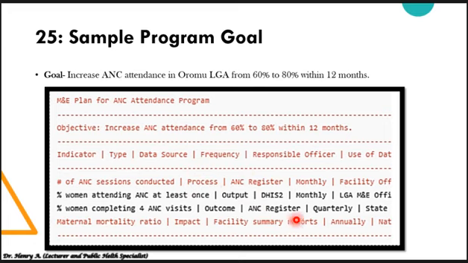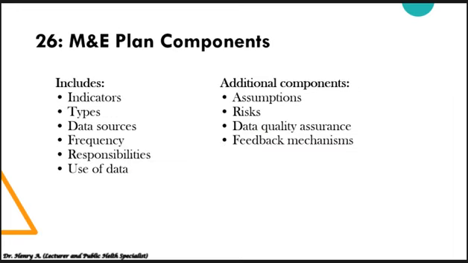Now, what is the frequency? That's quarterly, because it's a pregnant woman, and you want to be sure that from time to time they visit and you do a follow-up, you write your report quarterly to the state, and so on. So maternal mortality ratio too is an indicator. The type is an impact type. Data resources from the facility summary reports. What's the frequency of the maternal mortality ratio in reporting? You do that annually. And so this is just an example of an M&E component. And so that's what we have seen there.